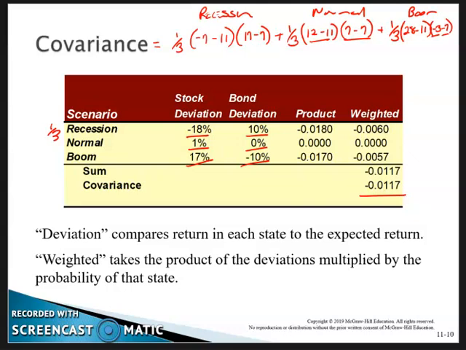So deviation compares each return in each state to the expected return. That's how we calculate the deviations, and then the weight takes the product of the deviations multiplied by the probability in that state. We have a negative covariance, which means that not only are the stocks and bonds not correlated, they're actually negatively correlated. So they move in opposite directions, which we know to some extent is the case, because of the way interest rates move in a recession and in a boom.